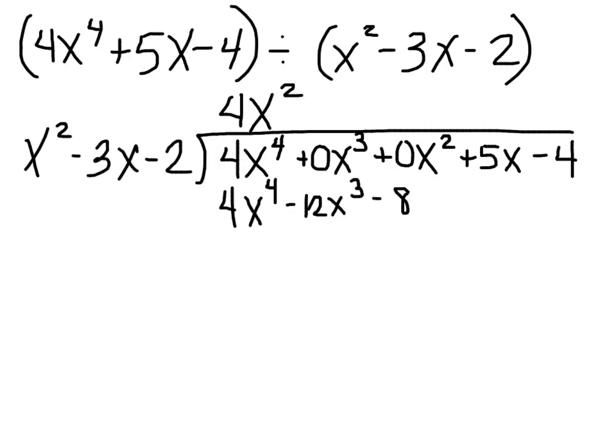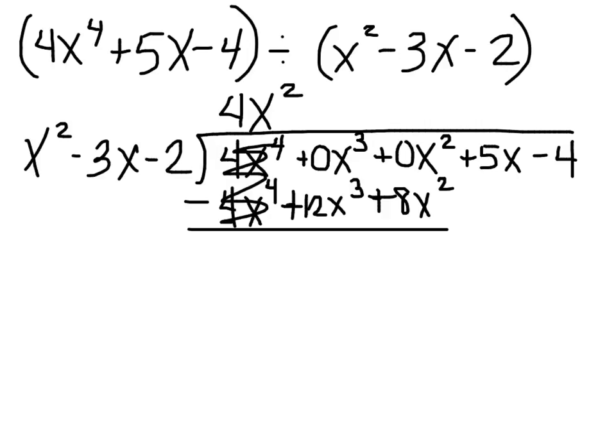Negative 8x squared. Draw your line, switch your signs, add straight down. What happens with the 4x to the 4ths? They're gone. What's 0x cubed plus 12x cubed? Very good. What is 0x squared plus 8x squared? Drop down the next term. And as you said on number one, repeat the process.